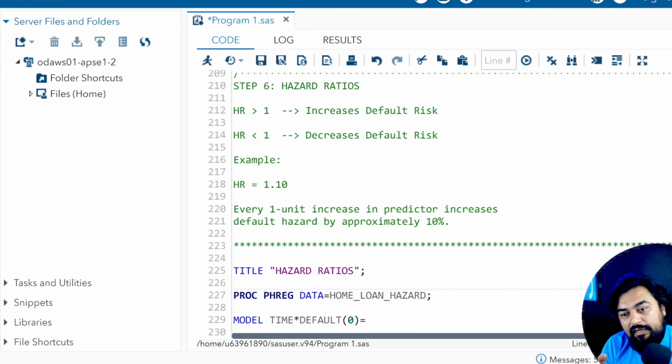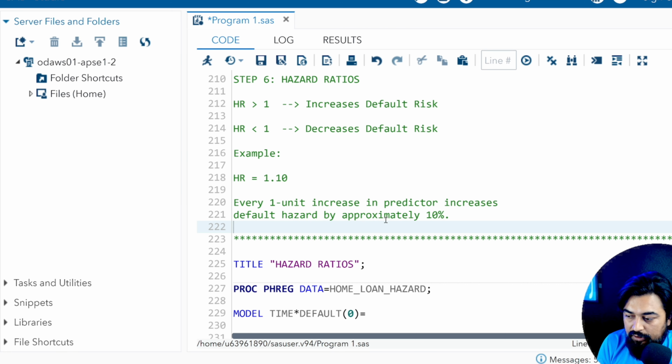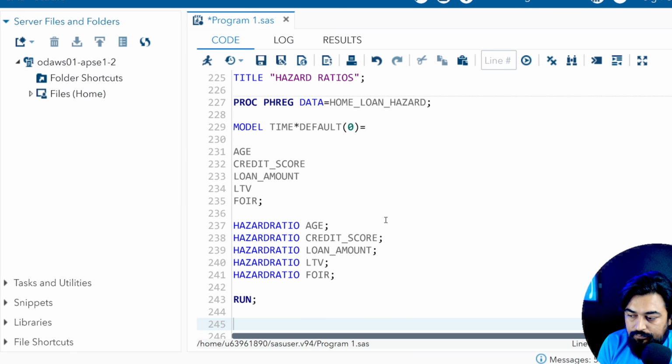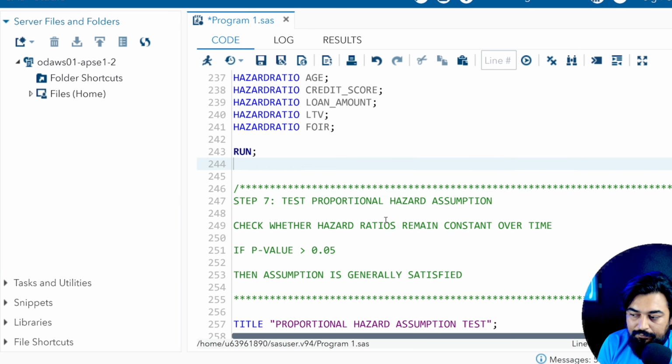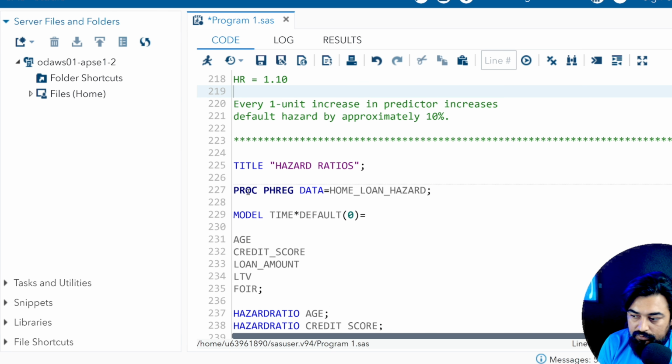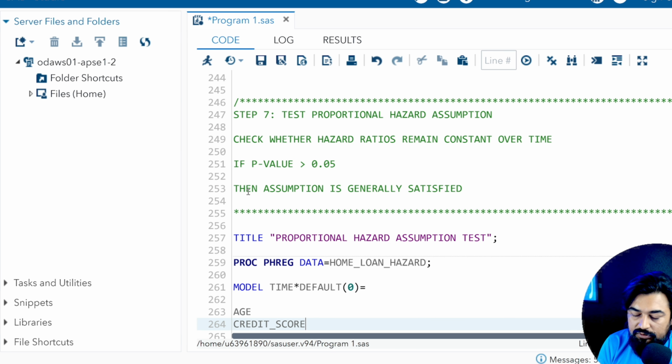Now hazard ratio less than 1, in that case risk is decreasing. So for example, credit score hazard ratio is 0.98. So every point increase in score reduces default hazard by approximately 2%. Okay, I think that makes sense. Now let's go a little bit down. All of that we have done in step number 6. So let's move to step number 7.